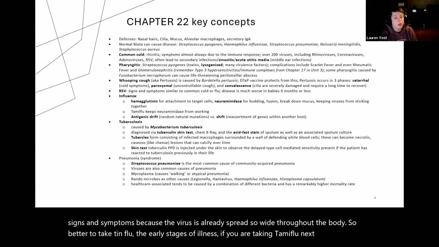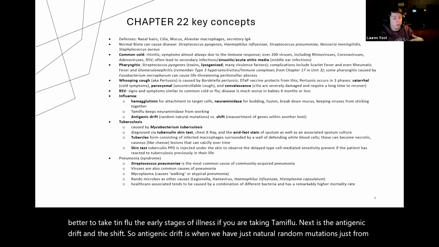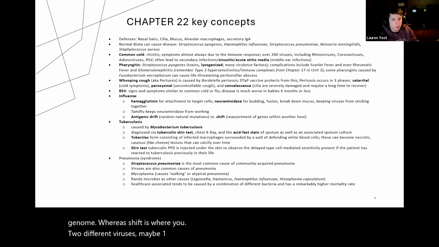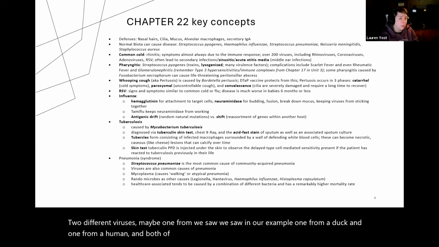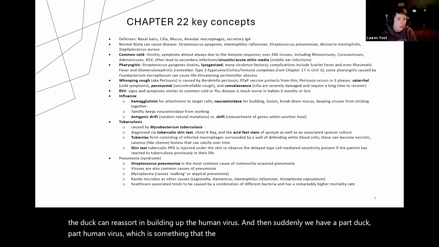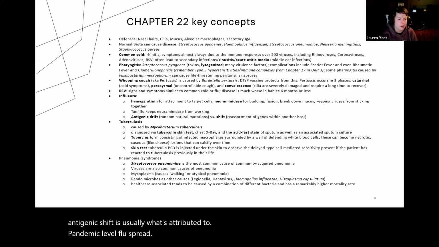Next is the antigenic drift and the shift. So antigenic drift is when you have just natural random mutations just from the environment or just from errors made during replicating the viral genome. Whereas shift is where you have 2 different viruses, like we saw in our example, one from a duck and one from a human, and both of them infecting a pig host, and then parts of the genome of the duck can reassort in building up the human virus, and then suddenly we have a part duck, part human virus, which is something that the population has never seen before. And that antigenic shift is usually what's attributed to pandemic level flu spread. Creates basically a whole new virus.